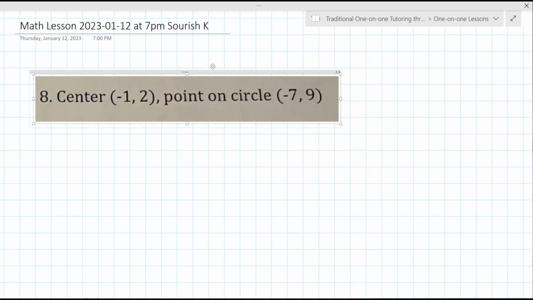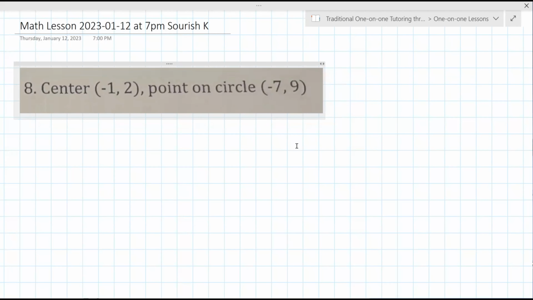We left off on problem 8 from last time, and we also did not do 5. We'll have time to do that today as well. The way you start these problems is by writing the equation of a circle. Do you have the equation of a circle in your notes from last time?